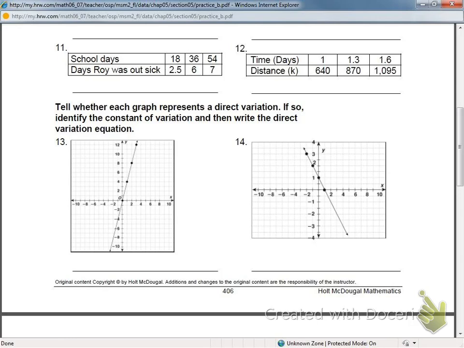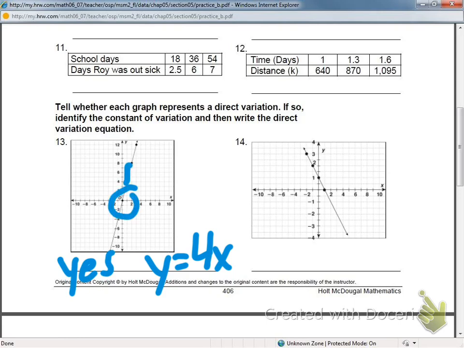Okay, let's go over the answer now. So the first answer was, yes, it's direct variation, and the equation is y equals 4x, because it went through 0, 0, and it went up 4 over 1, up 4 over 1. Now this one, does it go through 0, 0? No, so this was a no, not direct variation.